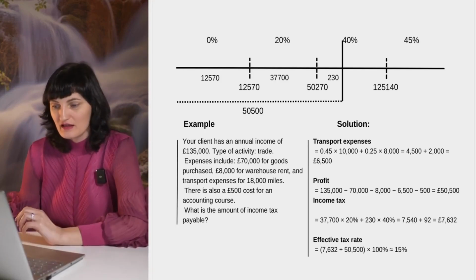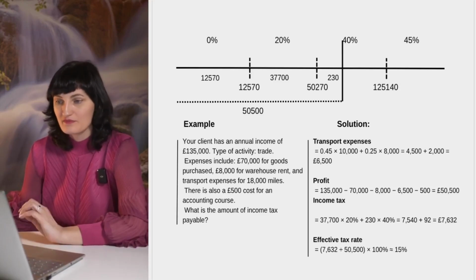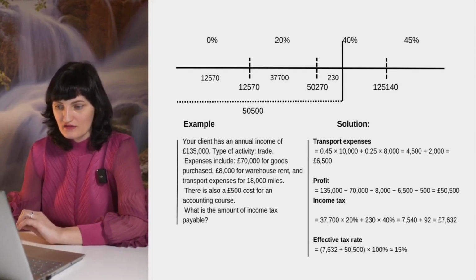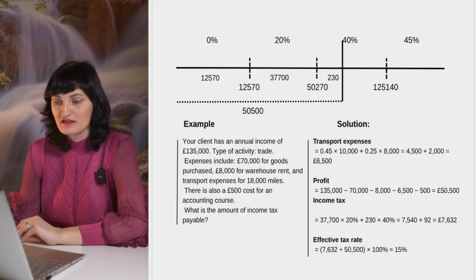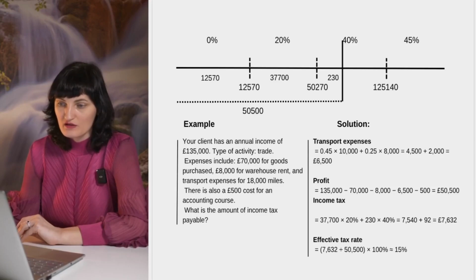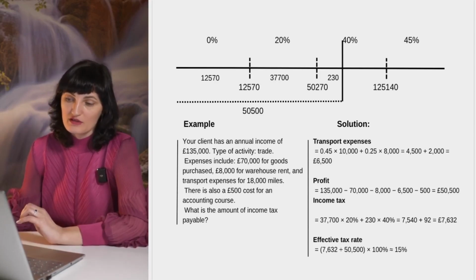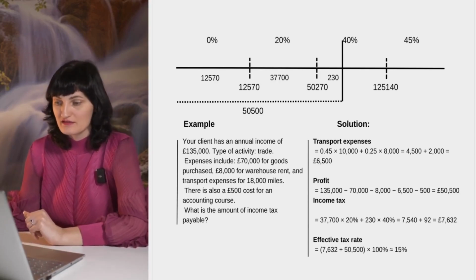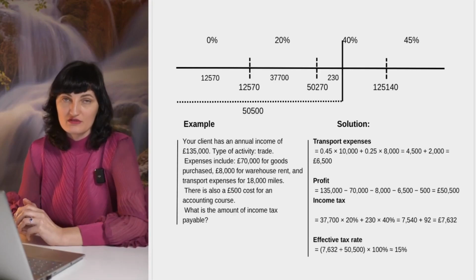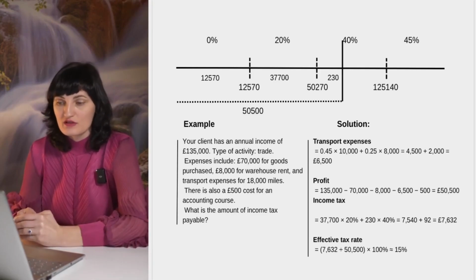Now let's calculate your income tax. We'll break it down into parts. We have 37,700, which is taxed at a rate of 20%. Well, we just didn't write down the part that's taxed at 0, and £230, which will be taxed at a rate of 40%. In total, the tax is £7,632, which amounts to about a 15% tax burden on your income.